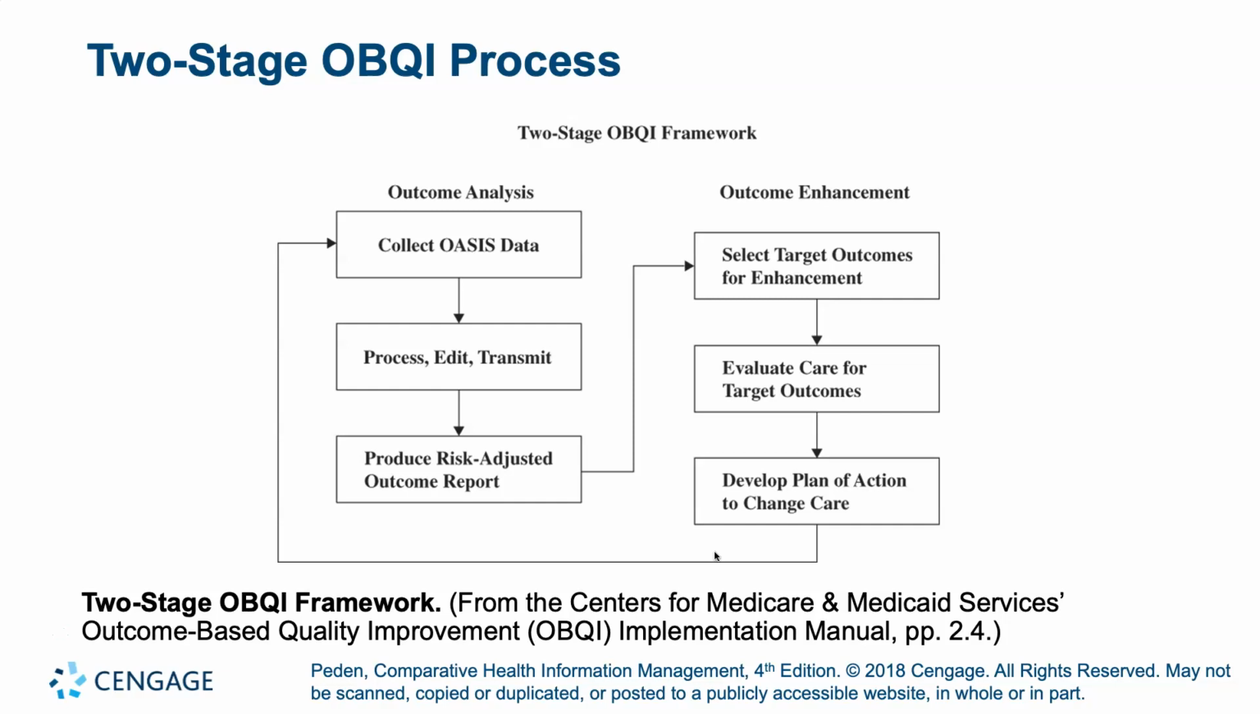So here's the two-stage OBQI framework that they talk about in your book, specifically when it talks about CMS. So you collect your OASIS data here. Where's my mouse? Okay, mouse is alive. Outcome analysis. So you collect your OASIS data, you process, edit, and transmit it. It produces risk-adjusted outcome reports. You can then look at that report and decide, okay, here are the target outcomes that I think we should enhance or could enhance. Then you evaluate the care for those target outcomes, develop a plan of action to change the care, and then it starts all over again.